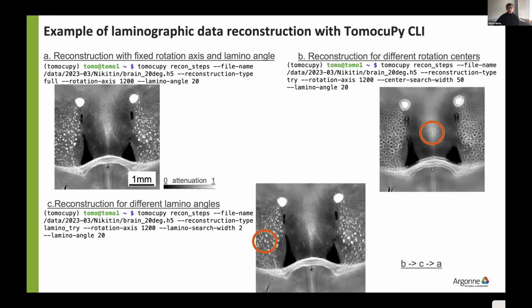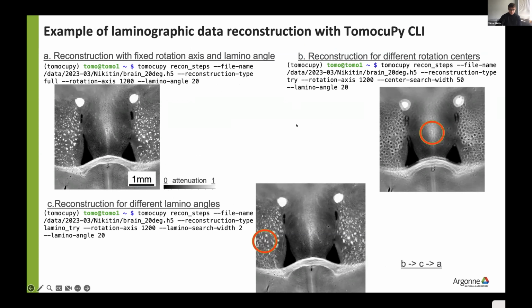I just want to show how we use this TomoCuPy CLI. CLI means command line interface. So we do reconstruction this way. If you know the rotation axis and laminography angle, so let's say your rotation axis is 1200 and laminography angle is 20, then you just write TomoCuPy recon, and then you put the file name and then the rotation axis and lamino angle. Then you get this reconstruction.